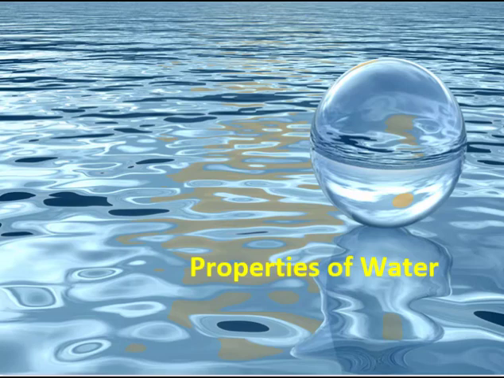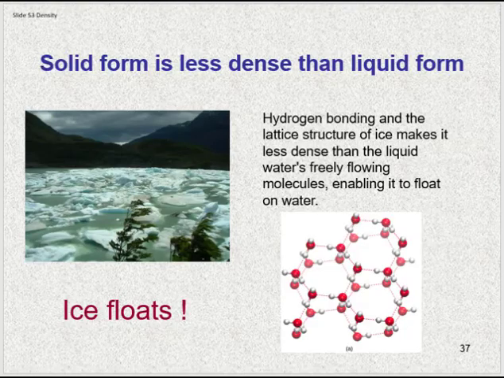Now we're going to talk about one of the most important molecules on the planet, water. Water is very special for many reasons, and we're going to go over some of those properties and why it is so important to life. Something that's unique about water is that its solid form is less dense than its liquid form. This is because of hydrogen bonding.